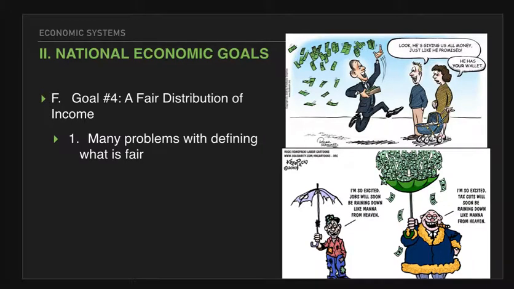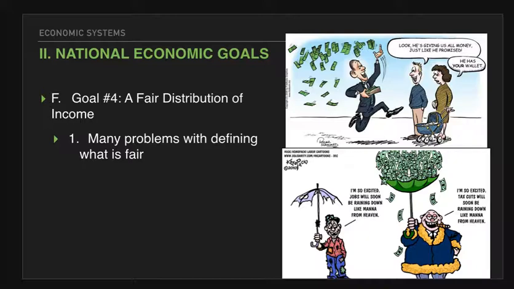So if you can't read that cartoon, if you're in the back, but the top square says, look, he's just given us all the money just like he promised. And the wife says, yeah, he has your wallet. In the bottom section, you've got the guy with the broken umbrella saying, I'm so excited. Jobs will soon be raining down like manna from heaven. And the guy with the umbrella full of money, I'm so excited. Tax cuts will soon be raining down like manna from heaven.